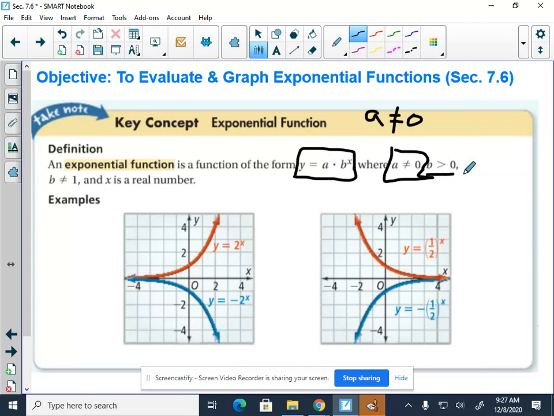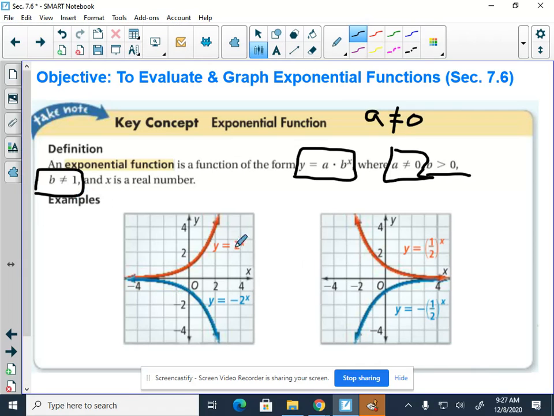B has to be bigger than 0, and b can't be 1. You don't have growth or decay if it's 1. If I multiply by 1, it stays the same.